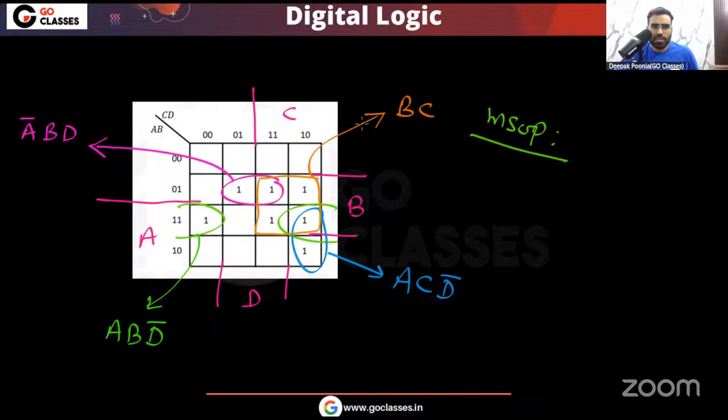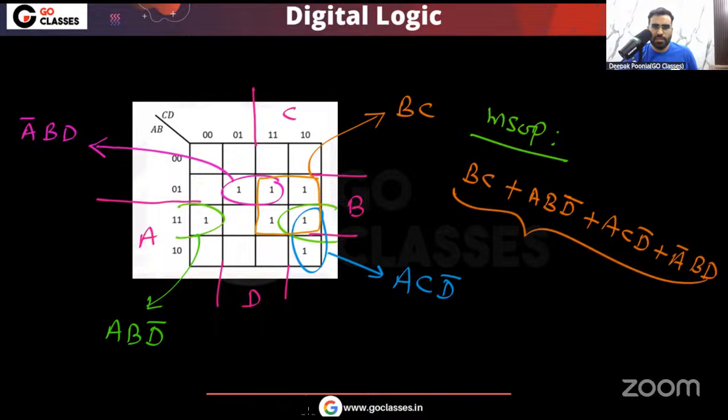What is the minimum SOP expression? Just do the OR of these product terms. SOP means sum of product terms, correct? So the answer we will get will be BC or A B D bar or A C D bar or A bar B D. Okay, so very simple. This is the minimum SOP.